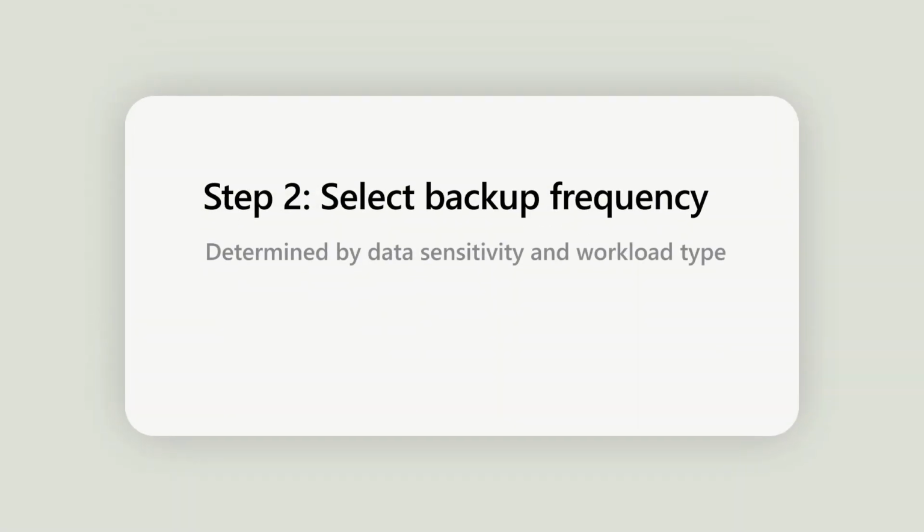Step 2 is to select your backup frequency, which would depend on data sensitivity, as more sensitive data requires more frequent backups, as well as workload type. Dynamic workloads need frequent backups, while static workloads may need fewer. For instance, a customer database updated every minute needs at least hourly backups to align with an RPO of less than 1 hour. Meanwhile, a content library updated weekly might require only weekly backups.